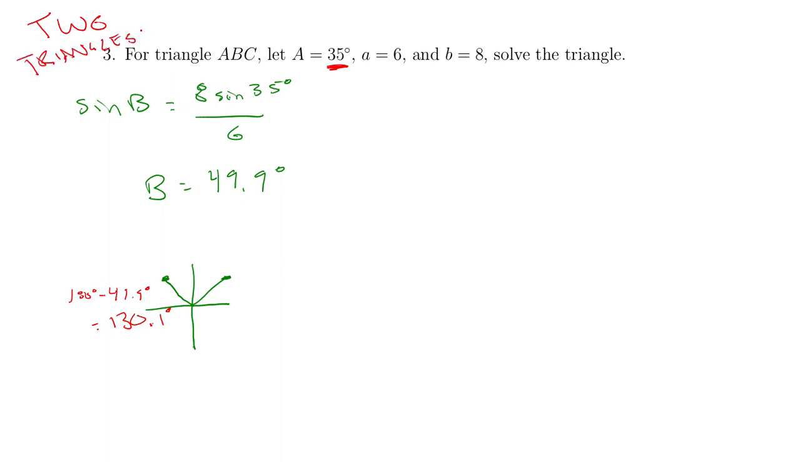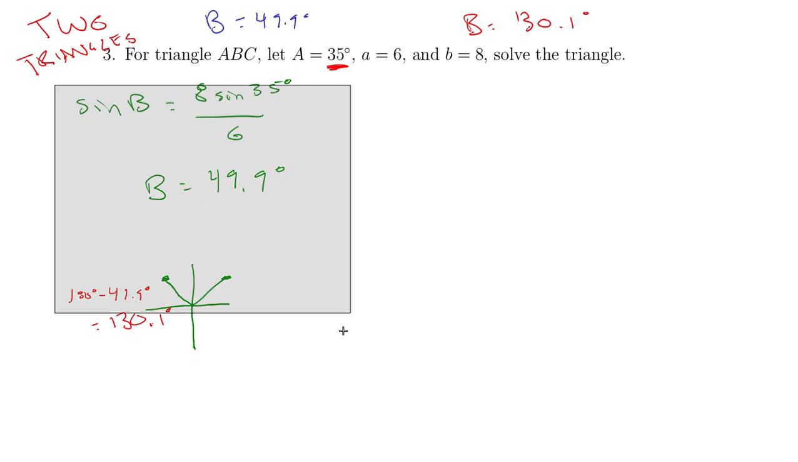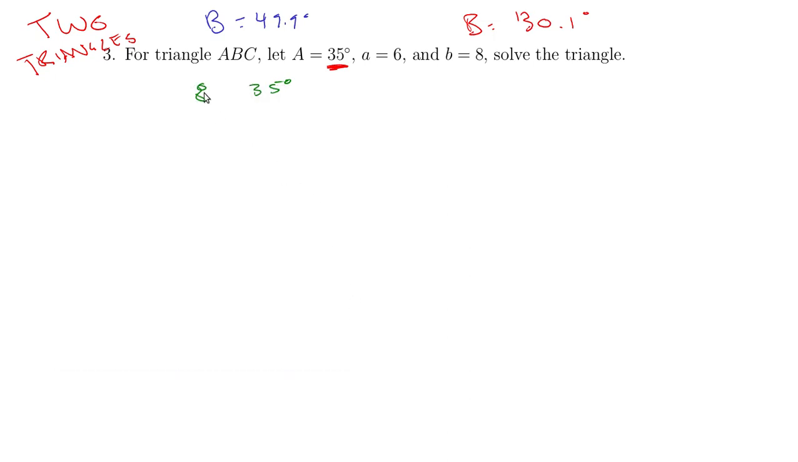So what I'm going to do is split this up into two cases. I'm going to say on one of them, B is equal to 49.9 degrees. And on the other, B is equal to 130.1 degrees. So what we're going to do is just erase everything, and we're going to solve out the rest of one triangle. I'll do it in blue. And then we'll solve out the rest of the other triangle. We'll do that in red. So from here, things work out really nicely.